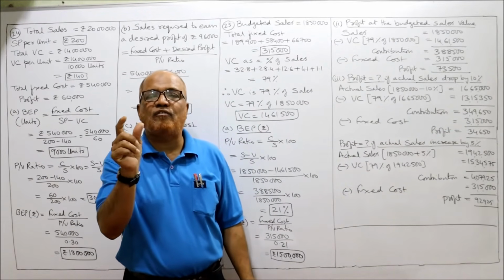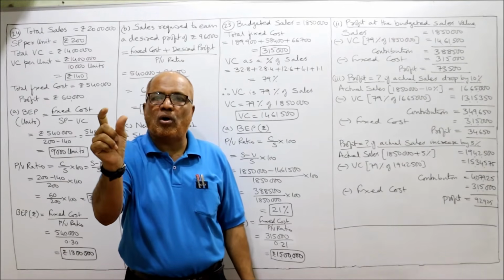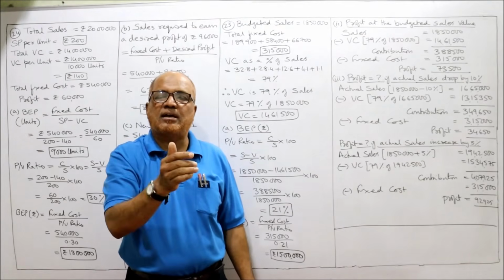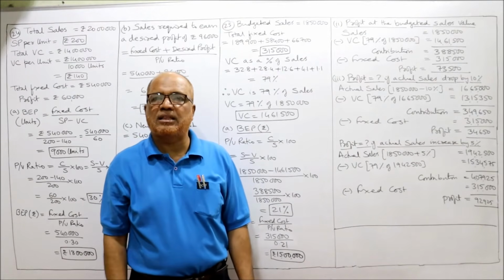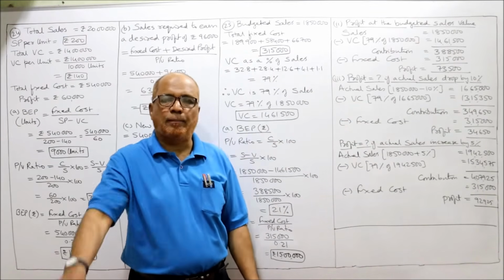73,500 is the profit. So remember, sales minus variable cost, you will get contribution. From contribution, subtract the fixed cost, you will get the profit. 73,500. That's all. Second bit completed.